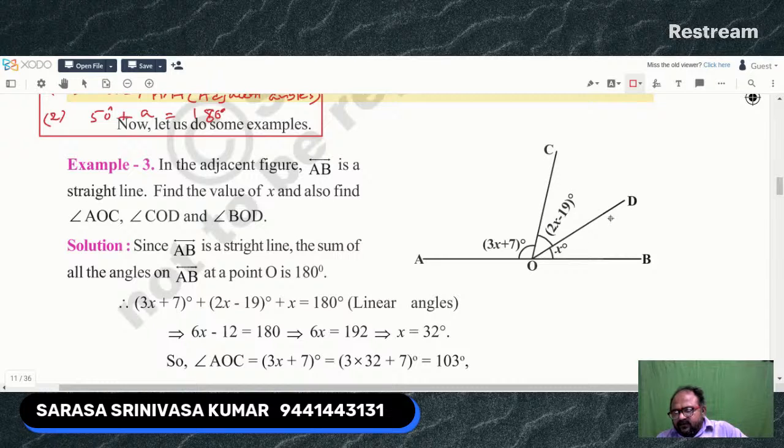On this straight line, two rays are standing. Hence, you can get three angles. Now, for our convenience, I would like to write this. This is angle 1, this is angle 2, and this is angle 3. Here it is observed that AB is a straight line. Since AB is a straight line, here we have also already written here.